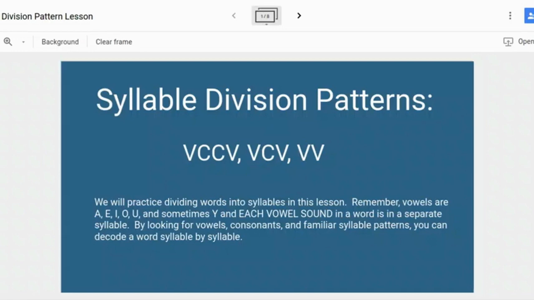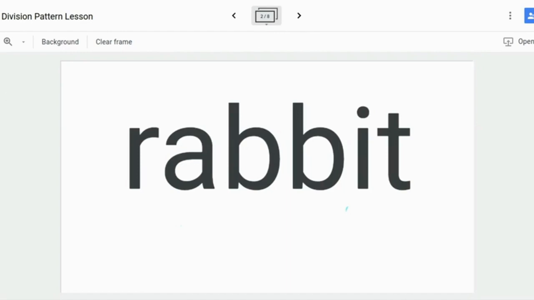The 3 syllable division patterns we're going to look at today are the vowel, consonant, consonant, vowel; vowel, consonant, vowel; and vowel, vowel patterns. It's important that we remember what the vowels are, which are A, E, I, O, U, and sometimes the letter Y. Let's take a look at some of the syllable division patterns.